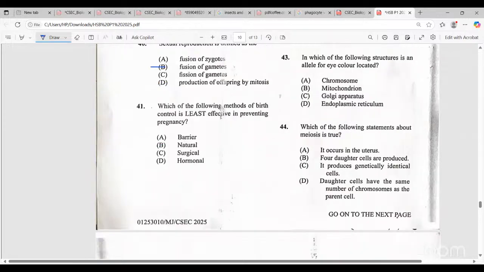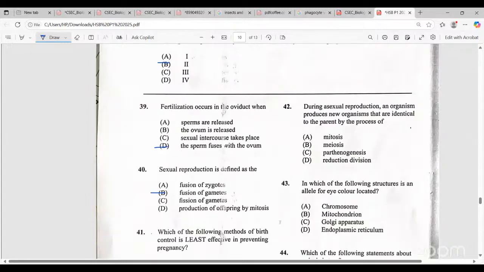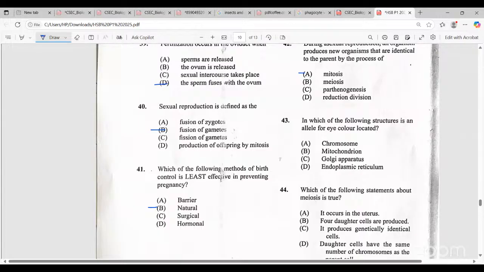Then it says, which of the following methods of birth control is the least effective? And we know that natural is the least effective one there. 42, during asexual reproduction, an organism produces new organisms that are identical to the parent by the process of... So identical, we go mitosis. In which of the following structures is the allele for eye color located? Allele is always in the chromosome.